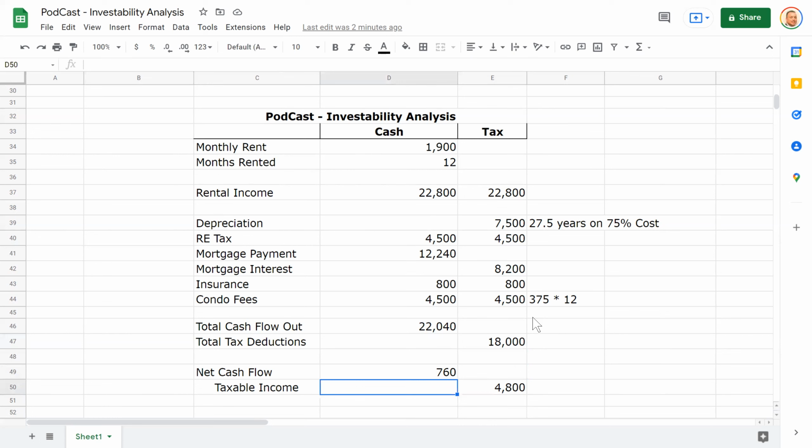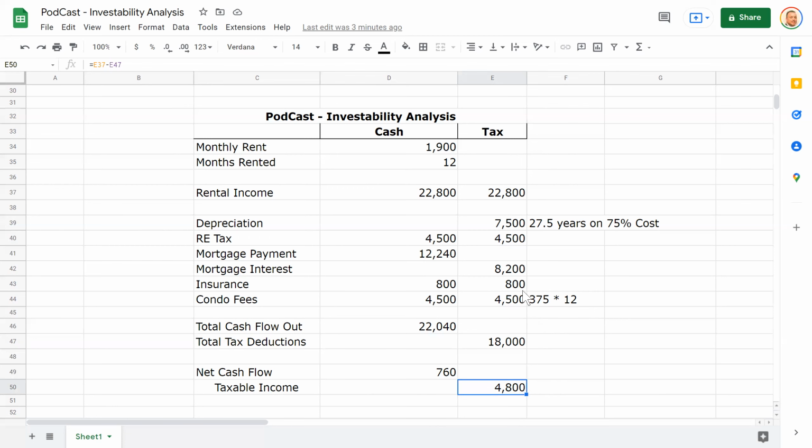So now we can look at what's our net cash flow. We only have a net cash flow of $760, but yet we have taxable income of $4,800. Very, very important distinction here that we actually are going to have taxable income that's well above what your net cash flow is. So it is very important to review this. Take your time, see how I differentiate what is tax and what is not, what is cash and what is not, or what applies to both. So this is a very neat spreadsheet that'll give you an indication. Maybe you could do this for yourself and do some investability analysis on your own.